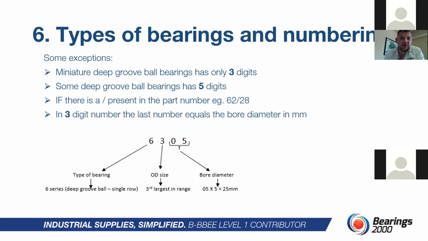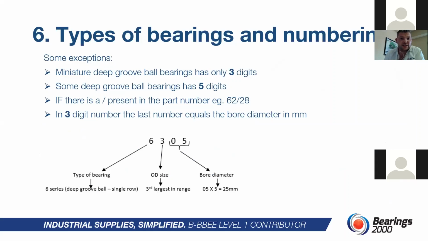Okay, just to have a look at some of the exceptions, you get miniature deep groove ball bearings. They only have 3 digits. It'll also start with a 6. Just an example, it'd be like a 608 or a 629 bearing. Some deep groove ball bearings have 5 digits. An example will be a 62307, something like that.